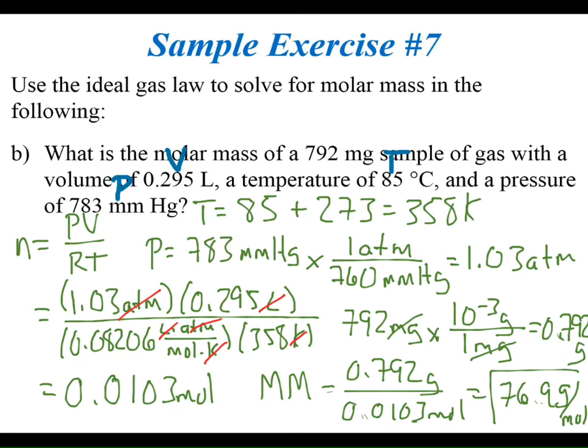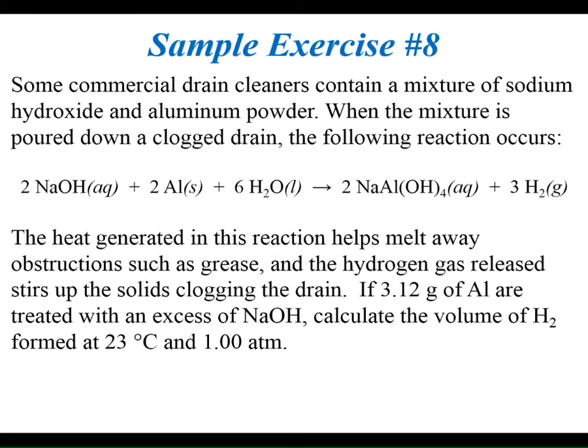And now we're going to bring in our friend from the last chapter, stoichiometry. We're going to take some balanced equations now, and we're going to use some gases, instead of just solids and molar masses and things like that. So this problem has to deal with drain cleaner. I think this is the reaction that's in the professional strength liquid plumber stuff you buy. But basically, as it says here, some commercial drain cleaners contain a mixture of sodium hydroxide and aluminum powder. When the mixture is poured down a clogged drain, the following reaction occurs.